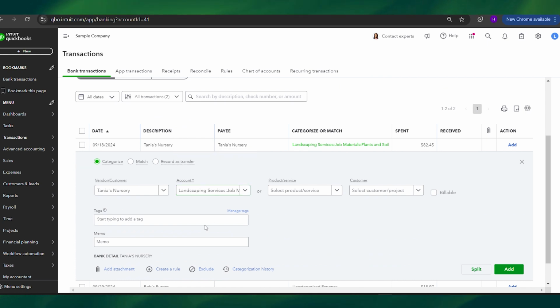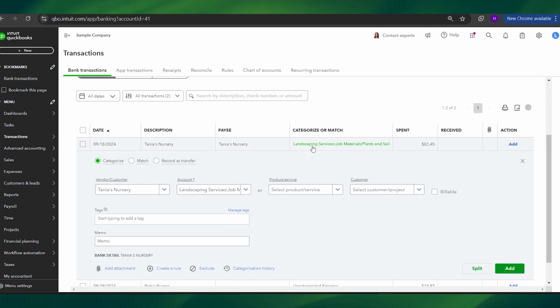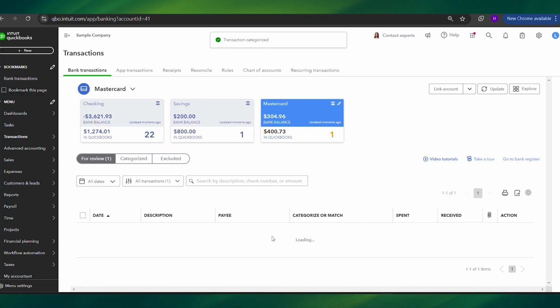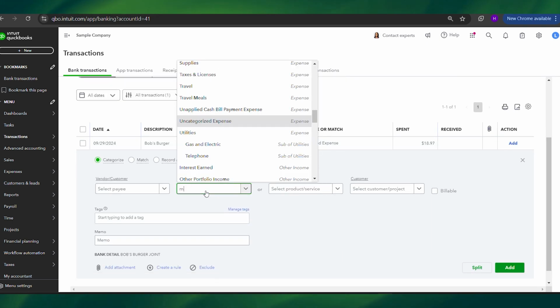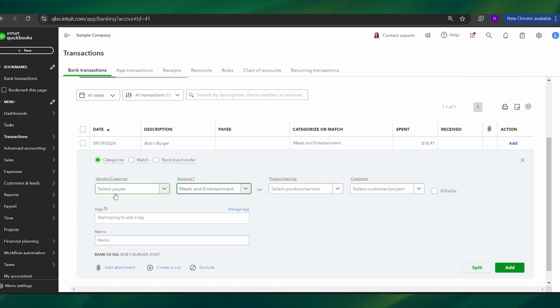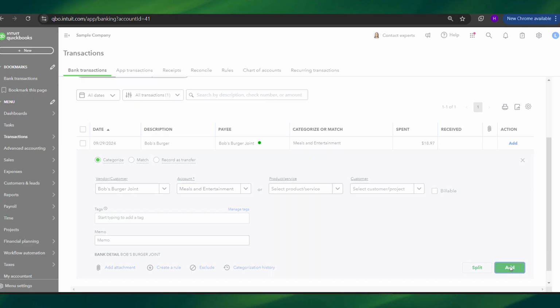So this one, it's Tina's Nursery, and we always code Tina's Nursery to bank materials, and this green even says, whenever there's a green suggestion, that means this is QuickBooks' guess on what this transaction should be coded as, and it's green when it recognizes that it's been coded here before. So we're going to go ahead and add this one. And then for Bob's Burgers, this is going to be meals, so we're going to add it to meals. And we're going to add this one.